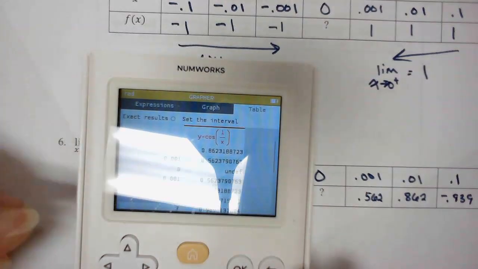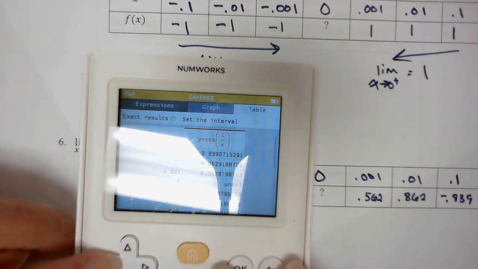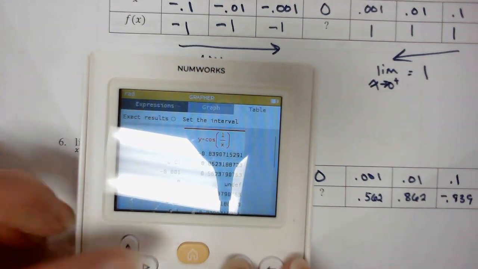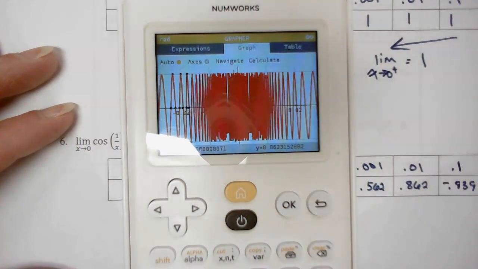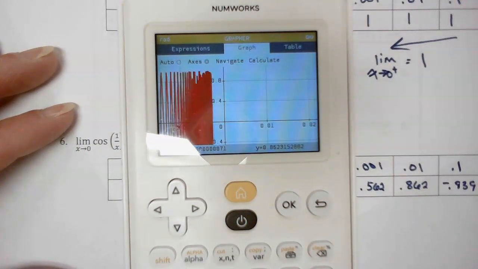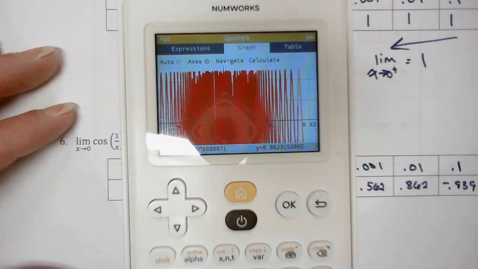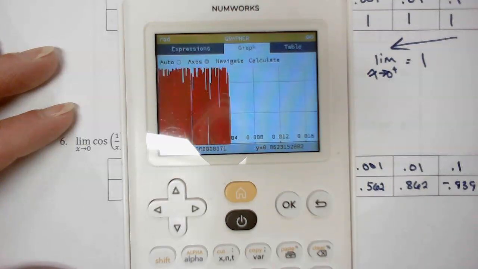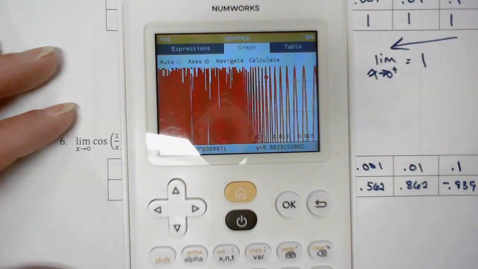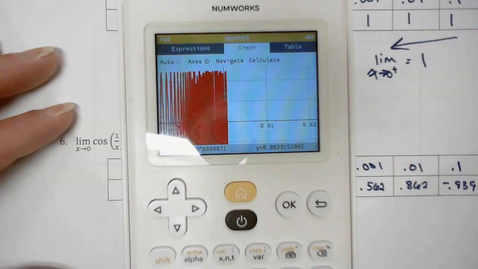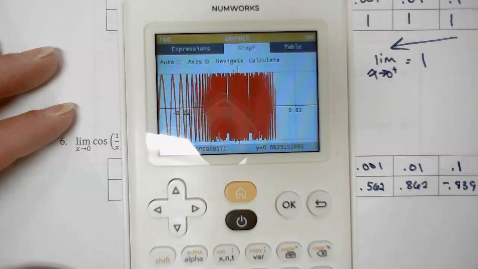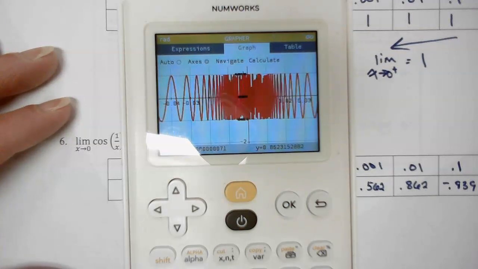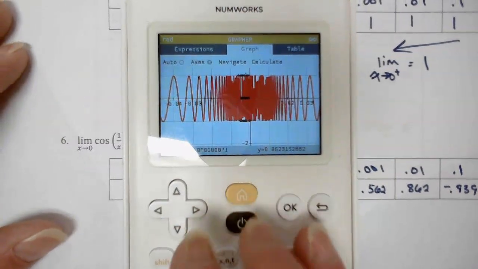This one's interesting. I can't really tell what's happening on either side. So I'm going to look at the graph. Whoa. If I zoom in, it's just going to get worse. This graph, if I back out, is going up and down and up and down over and over and over. And look at how tight it is. I can't tell what's going on.